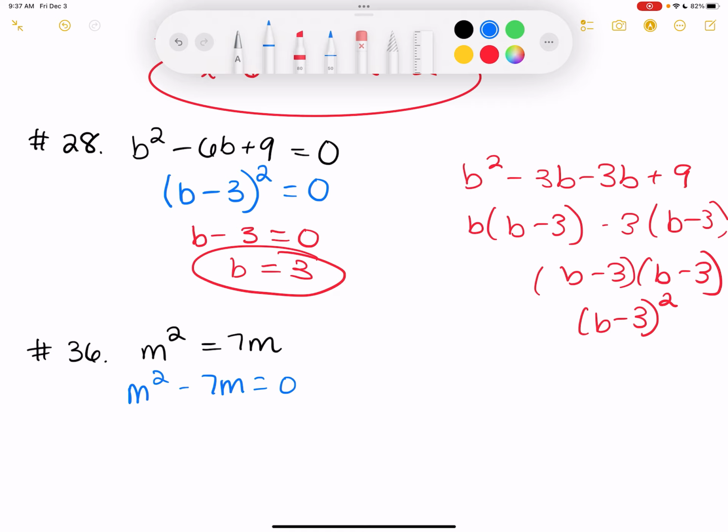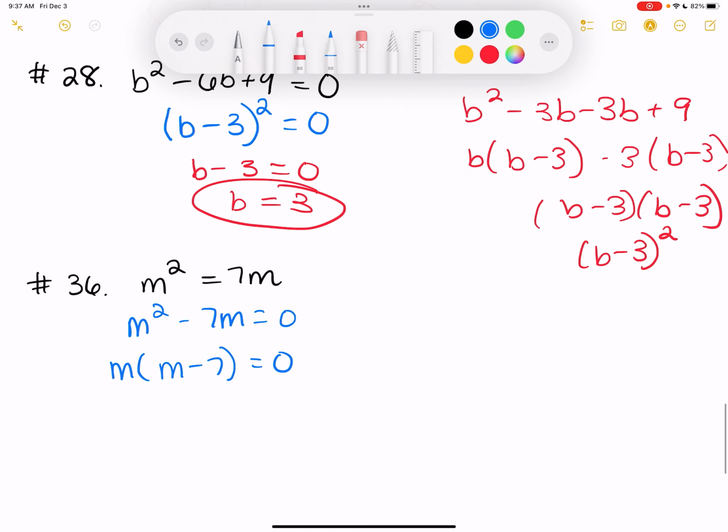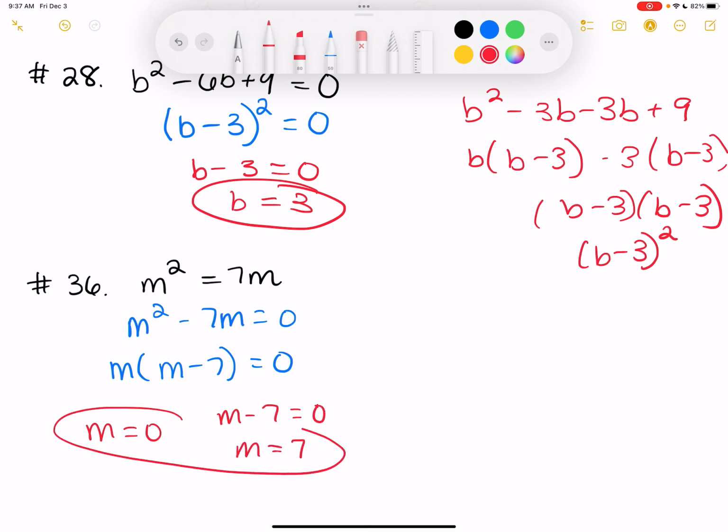Now what can I do? Factor out m. Take out an m. Leave me with m minus 7. So then now, because these things are being multiplied, that allows me to split it to say m is equal to 0 and m minus 7 is equal to 0. So m is equal to 7. So m equals 0 and m equals 7 are the two solutions there.